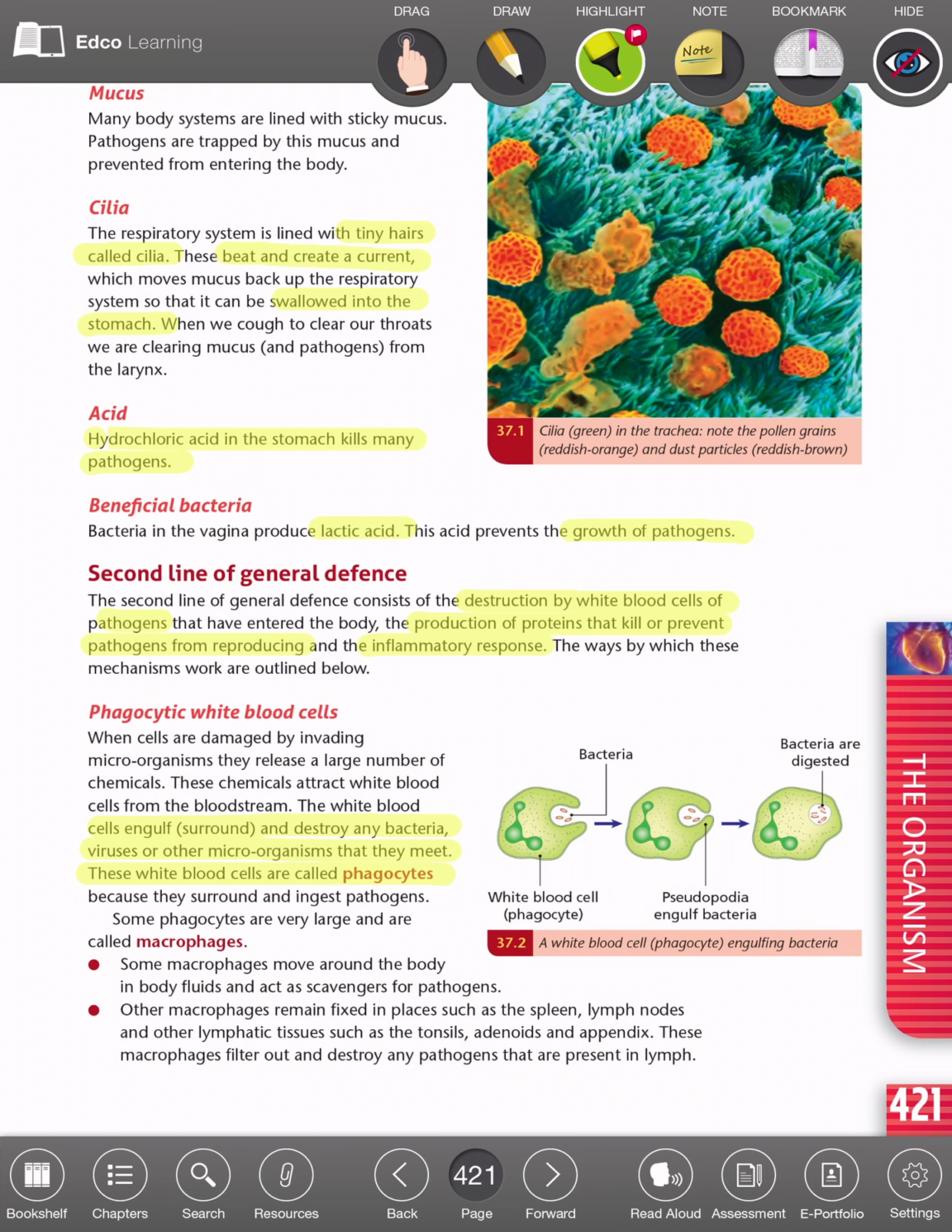So some phagocytes are very large and are called macrophages. Okay, so bigger phagocytes are called macrophages. Some macrophages move around the body in fluids and act as scavengers for pathogens, and other macrophages remain fixed in places such as the spleen, the lymph nodes, and other lymphatic tissues such as the tonsils, adenoids, and appendix. These macrophages filter out and destroy any pathogens that are present in lymph. Okay, so some are fixed in places and some move around the body.